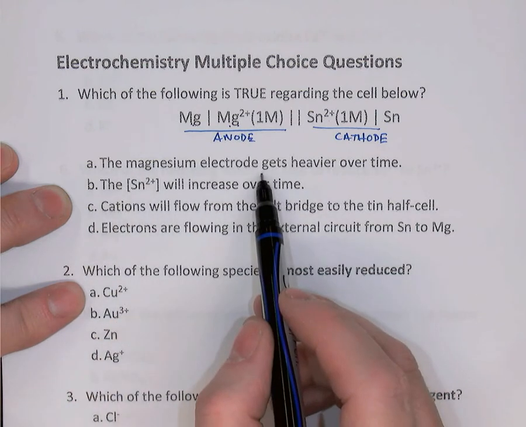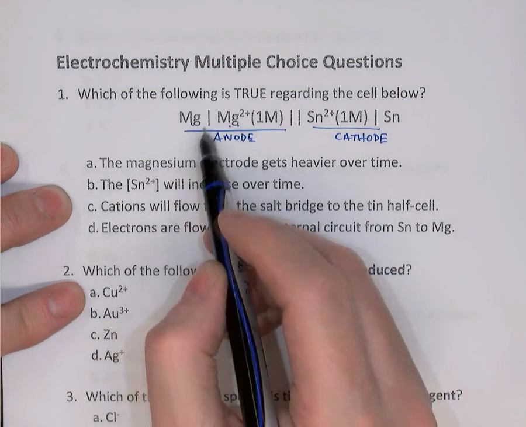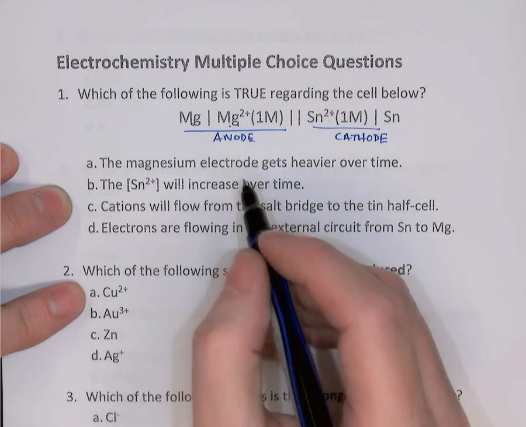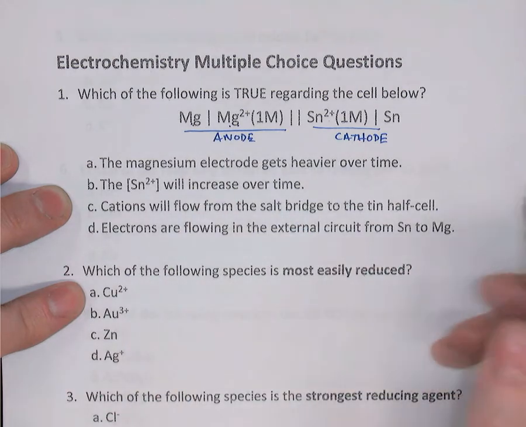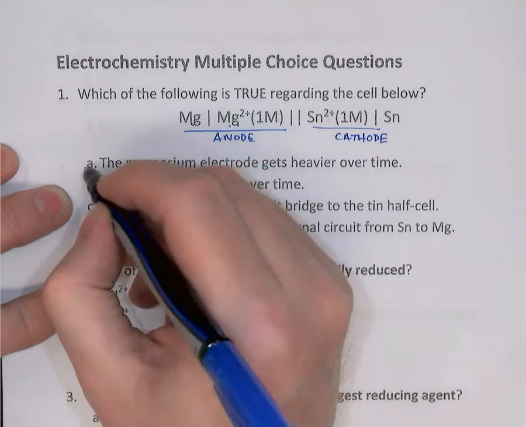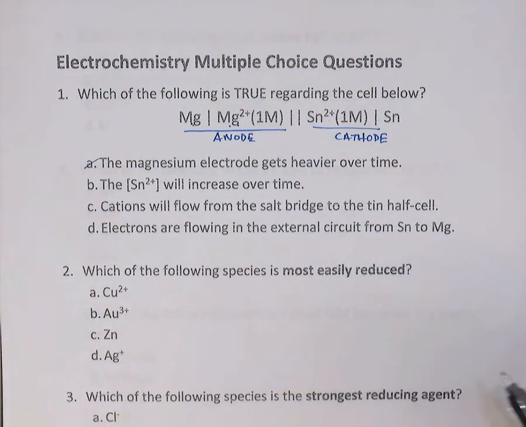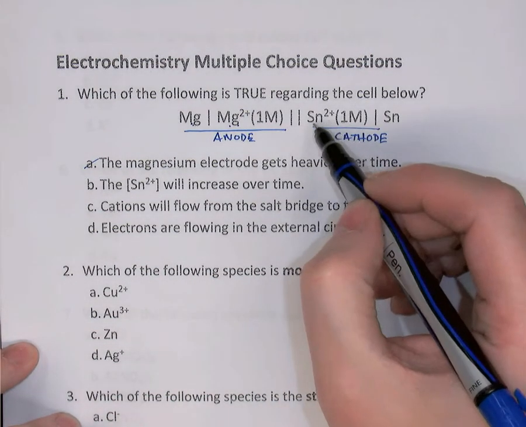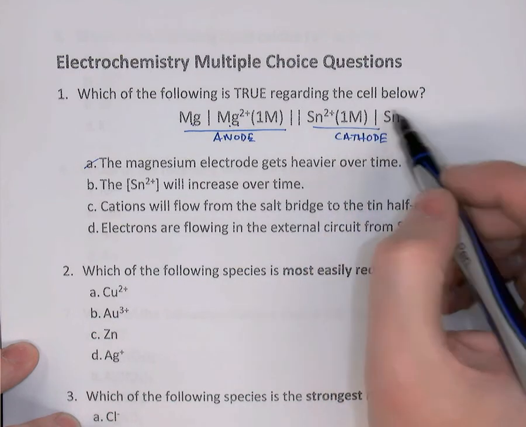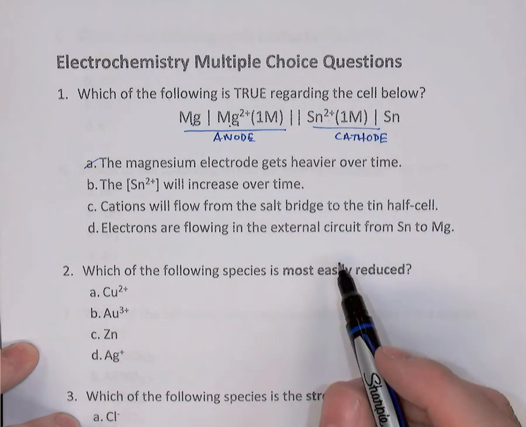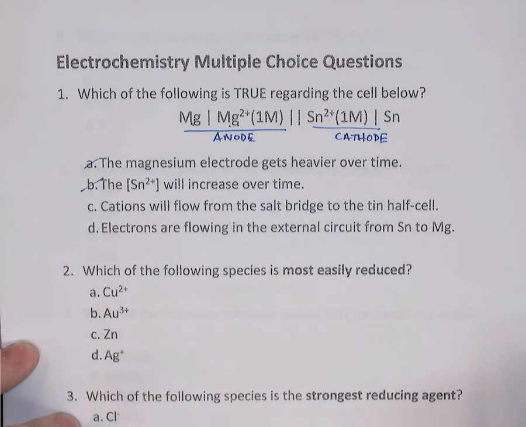The magnesium electrode gets heavier while the magnesium is being oxidized, so it's a reactant becoming magnesium 2 positive. Because the magnesium is a reactant, it's actually going to decrease over time. Excuse me, its mass would get smaller. The tin concentration would increase over time. Well, again, over here, tin 2 plus is being reduced to make tin, so tin 2 plus is a reactant. Its concentration is actually going to decrease over time, not increase.